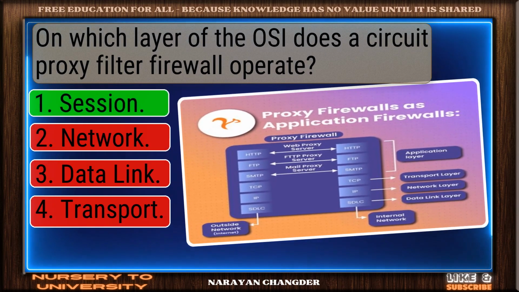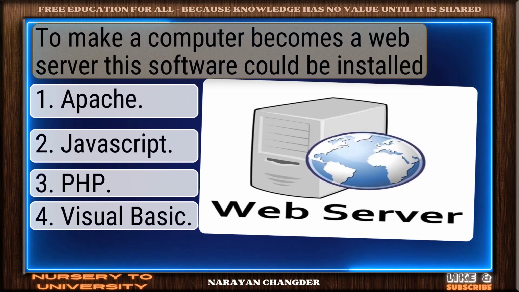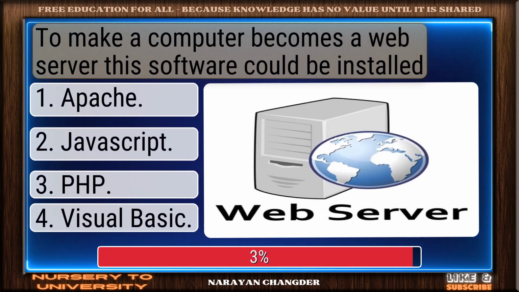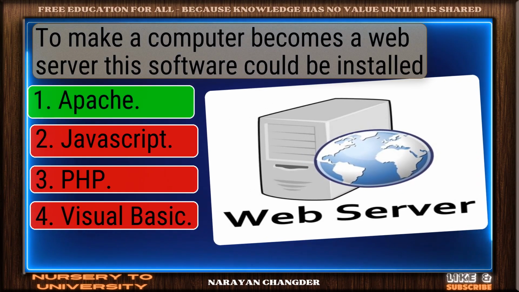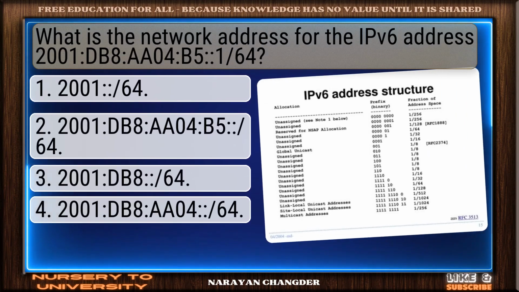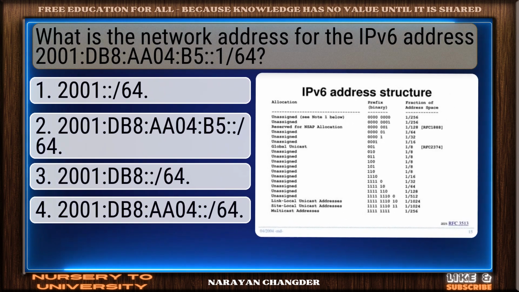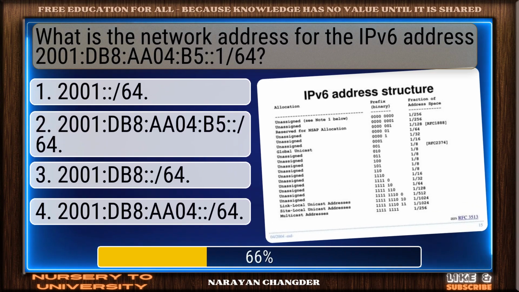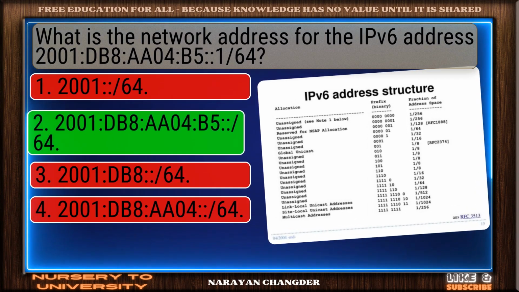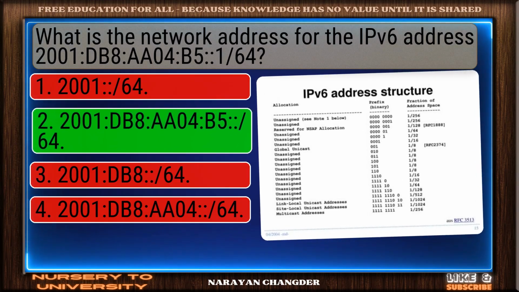Clear logic. Session is sound. To make a computer becomes a web server, this software could be installed. Nice selection. Apache is correct. What is the network address for the IPv6 address 2001 EB DBA4 B5164? You chose 2001 DB84 B5 AK64, correct?